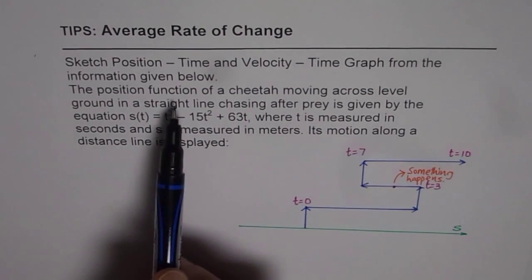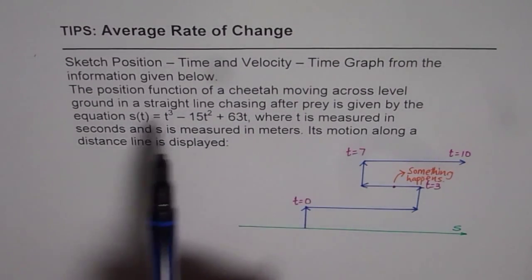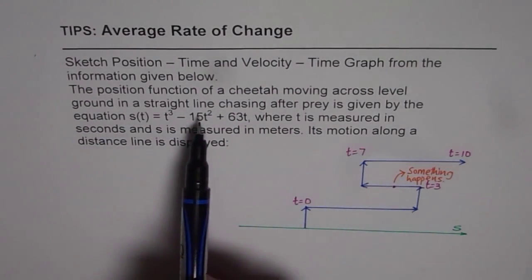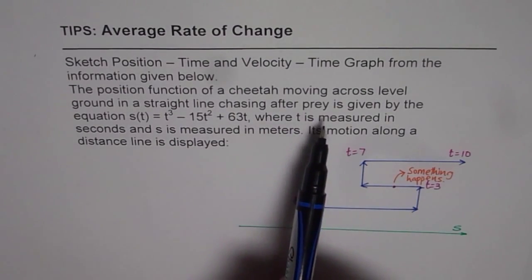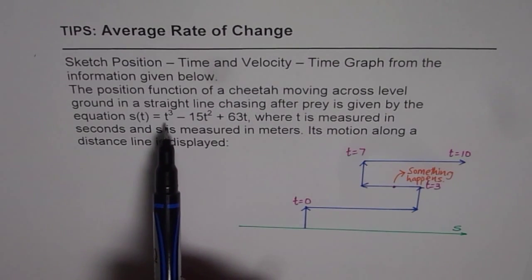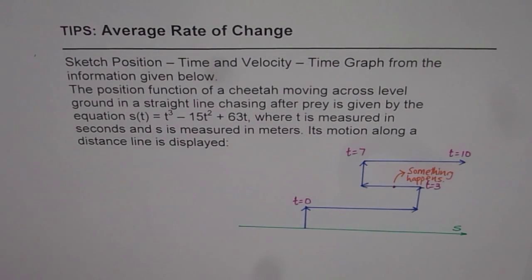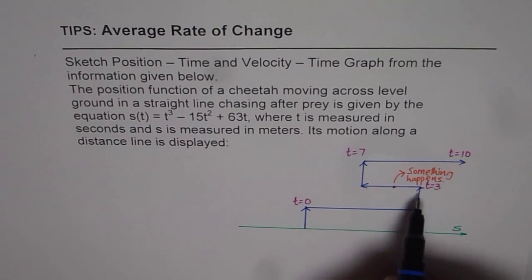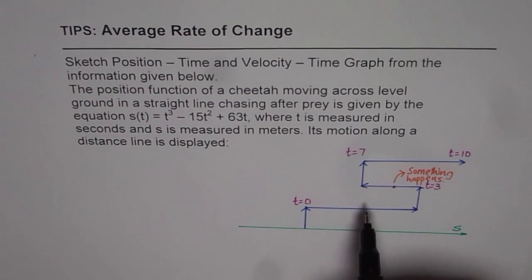The position function of a cheetah moving across level ground in a straight line chasing after prey is given by the equation s of t equals t cubed minus 15t squared plus 63t, where t is measured in seconds and s is measured in meters. Its motion along the distance line is displayed. So along the distance line, that's the motion which is being followed by the cheetah.